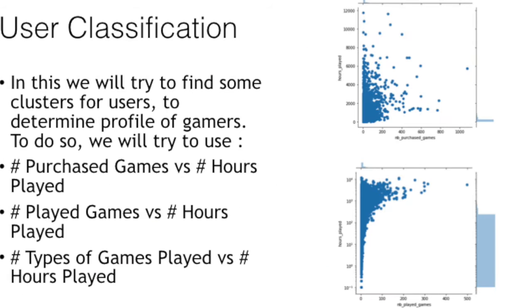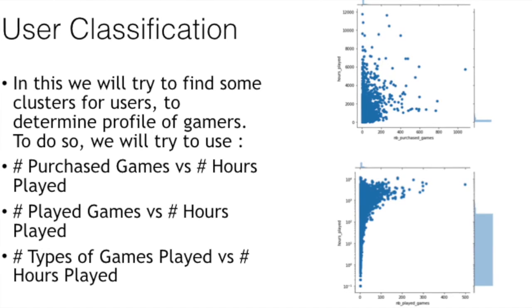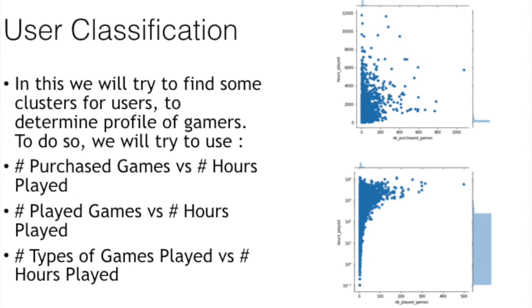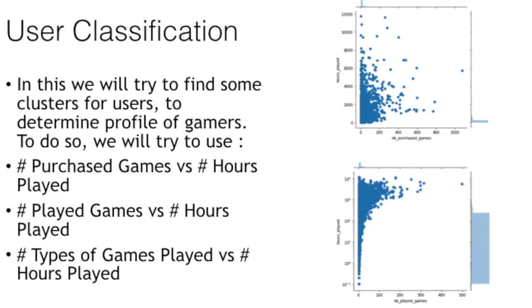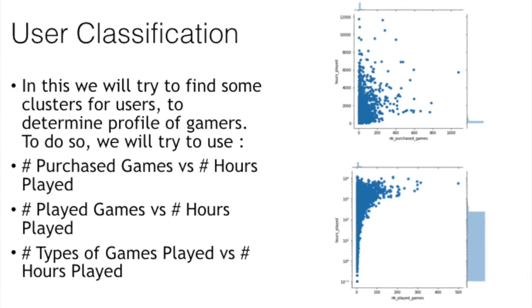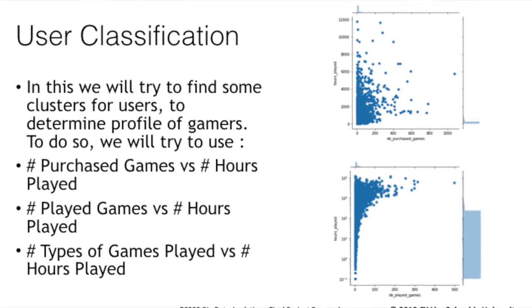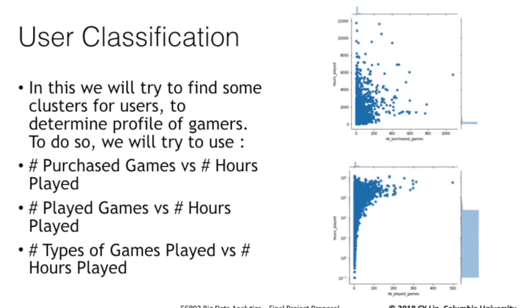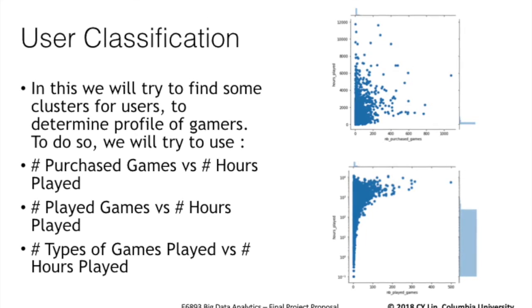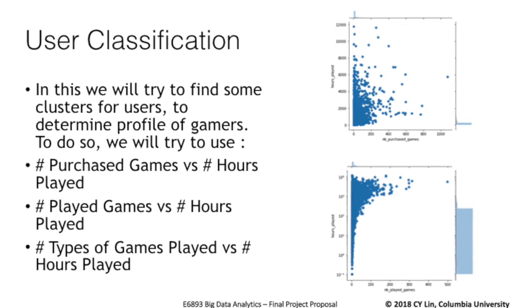User classification. In the user classification, we thought of three patterns. We are wondering if the clustering of the users will follow any of these patterns. The patterns are: if the user purchased more games, he will spend more hours on games; if the user played more games, he will spend more hours on games; if the user played more types of games, he will spend more hours on games.